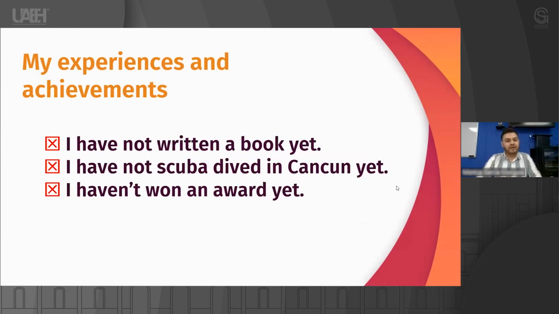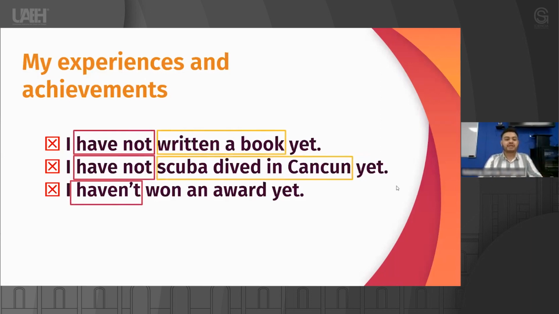Let's move on to the other 3, the activities that are not complete. In this case, we got, I have not written a book yet, I have not scuba dived in Cancun yet, and I haven't won an award yet. None of the 3 are complete. That's what we're saying, have not, or the short form, haven't. It's exactly the same. We are using the action in the past participle form. Written a book, scuba dived, and won an award. And the difference here is now that we're using the word yet.